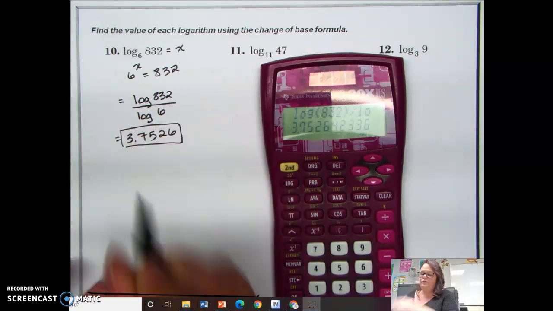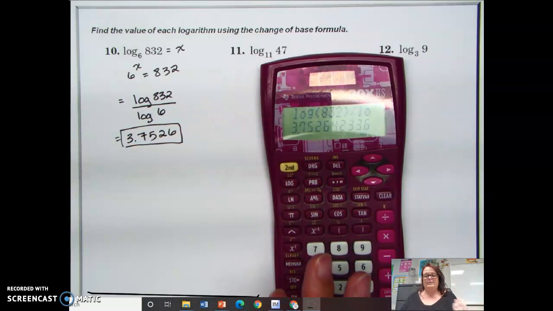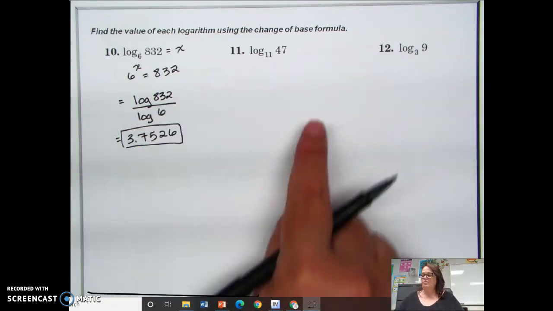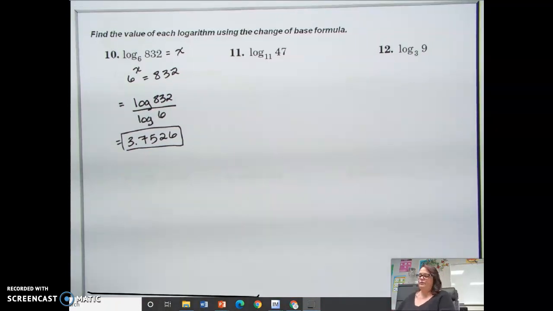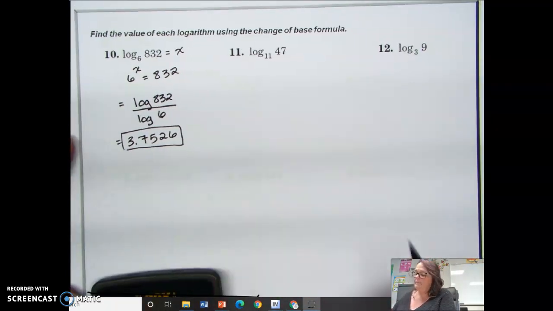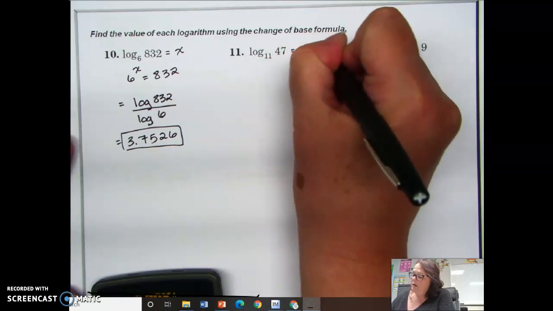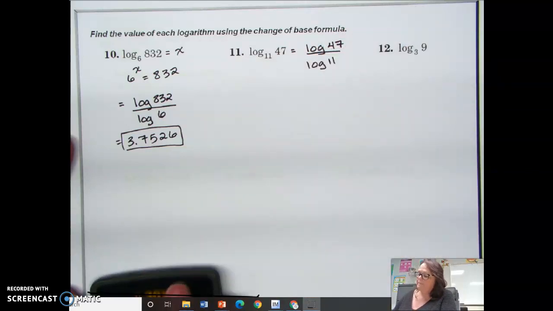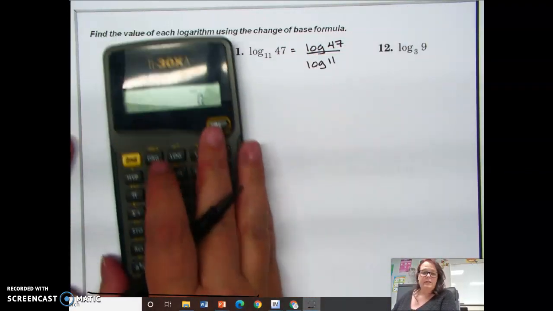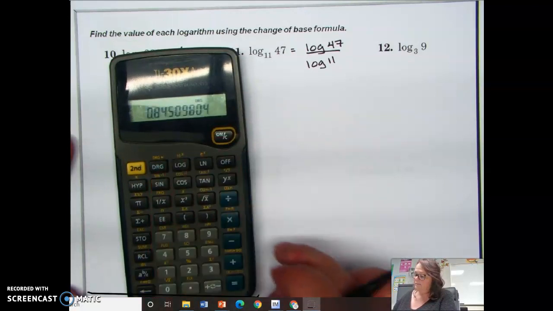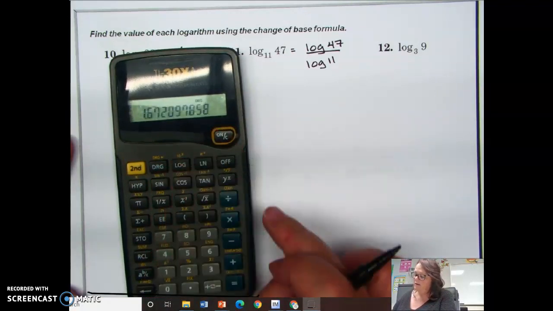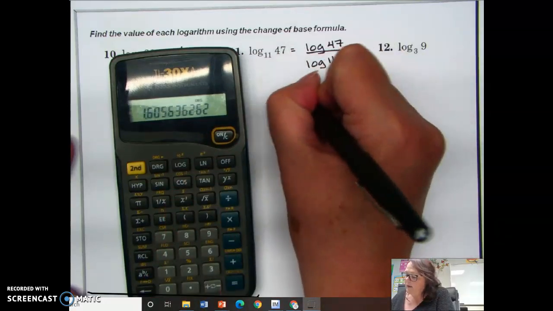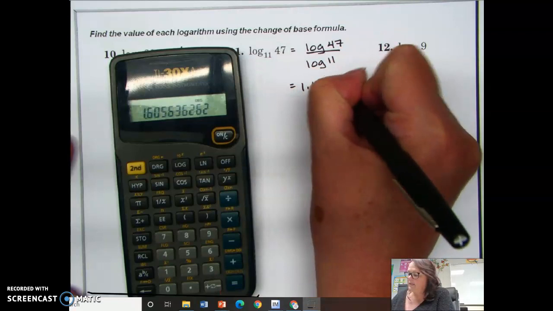So that's how we're able to find the log of other bases in our calculator that only has a base of 10. So take a moment to find the answer for number 11. So this is going to be the log base 10 of 47 divided by the log base 10 of 11. So I'm going to do my backwards calculator here. So I've got 47 log divided by 11 log equals, and we get 1.6056.